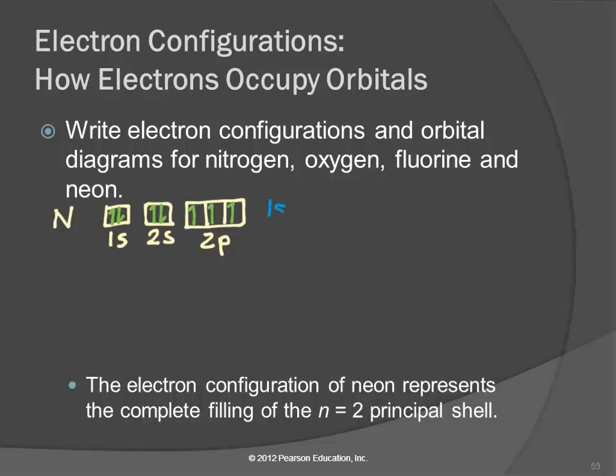So this will be 1s2, 2s2, and then in the 2p orbital there are 3 electrons. So that's the electron configuration for nitrogen. If we look at the superscripts and add them up, 2 plus 2 plus 3 equals 7. 7 is the atomic number of nitrogen. This is kind of a check. If your superscripts don't add up to the right number, then obviously something was wrong.